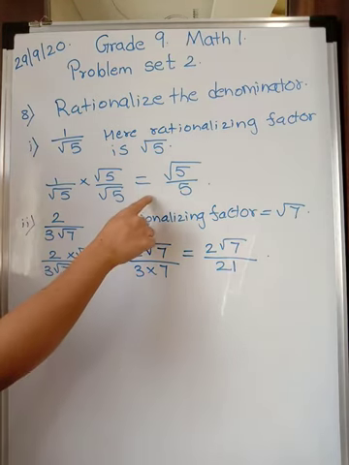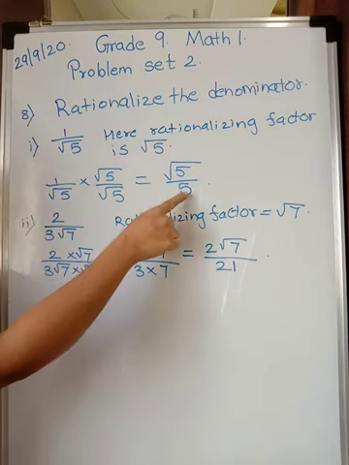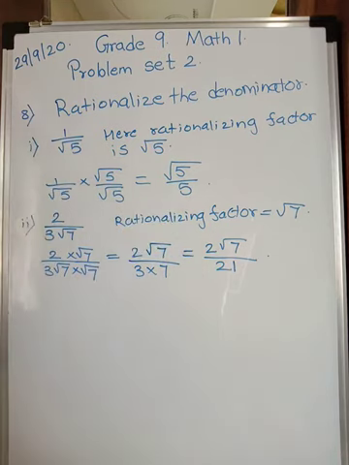I hope you have understood this. At the end you are getting root 5 upon 5. Initially it was root 5. Now you have only 5. So we have rationalized the denominator.